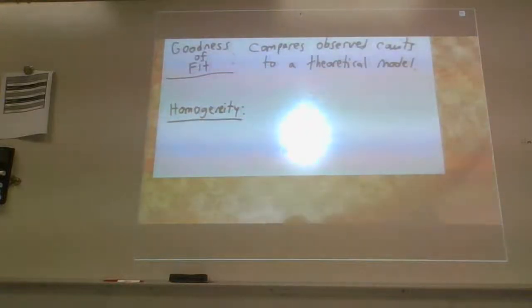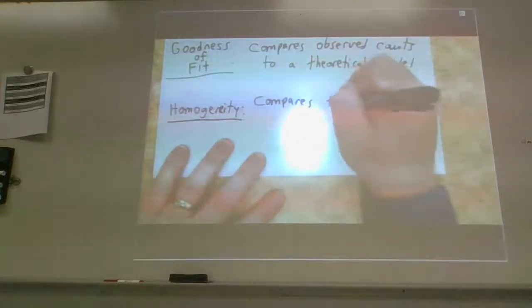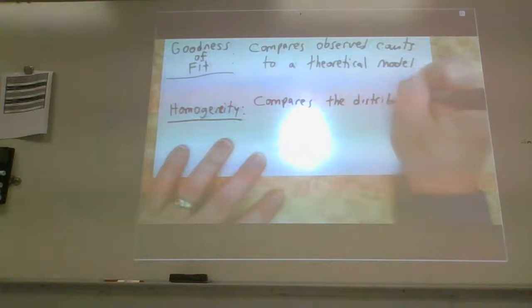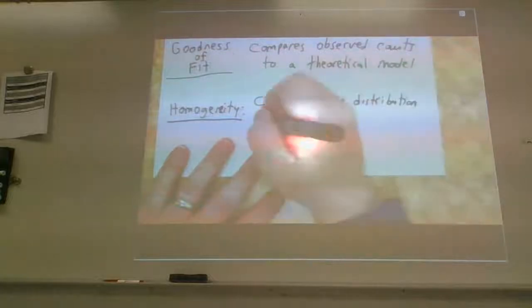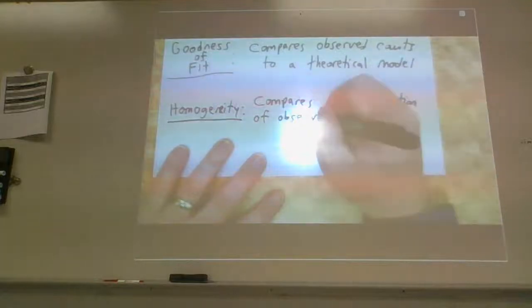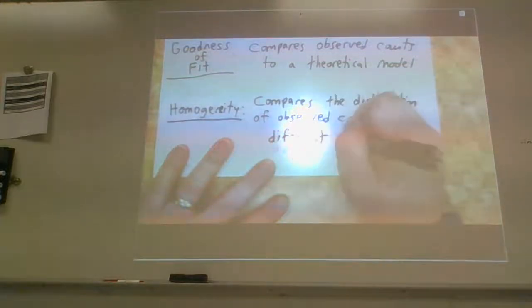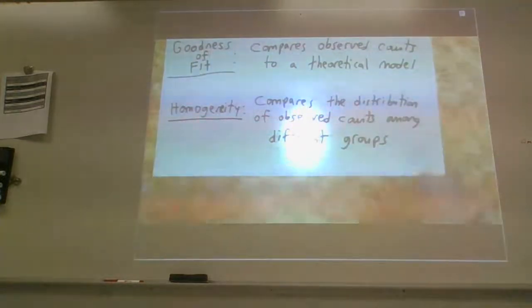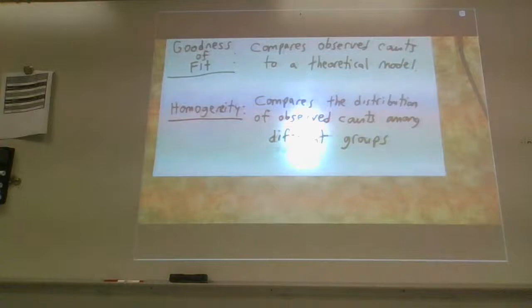Now, what this one does is it compares the distribution of observed counts among different groups. I want to talk about the difference between these 2 tests, because it is very important in terms of whether or not you need to perform a goodness of fit or whether you need to do the homogeneity.